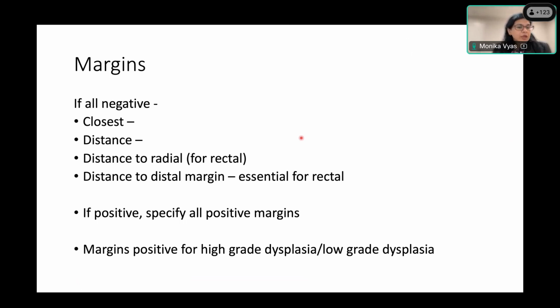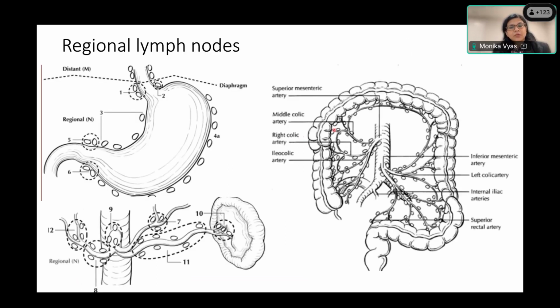And then we also try to comment on the status of dysplasia at the margin, so whether there's high-grade dysplasia or low-grade dysplasia present at the margins. So moving on to the regional lymph nodes. So what are regional lymph nodes? Regional lymph nodes are the lymph nodes which are draining the area of the tumor. So those are the local lymph nodes, which are the first line of defense against the tumor. So your first metastasis is likely to occur there.